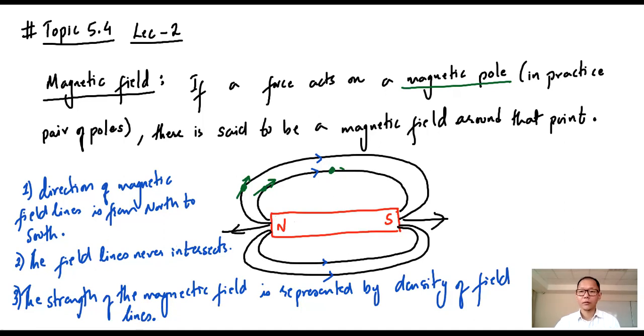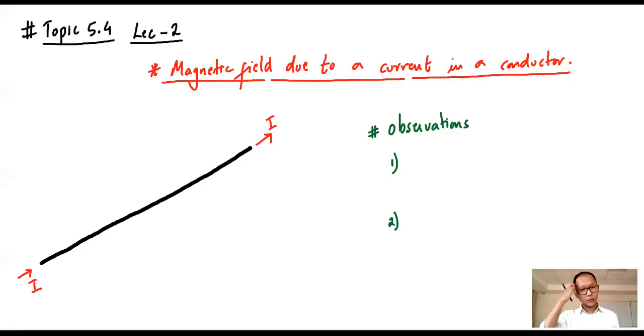Now let's finally talk about the magnetic effects of electric current, and that's the important part in this chapter. Let's look at the magnetic field due to a current in a conductor. Let us assume there's a wire in which a current is flowing. So there's a current I flowing through the wire.